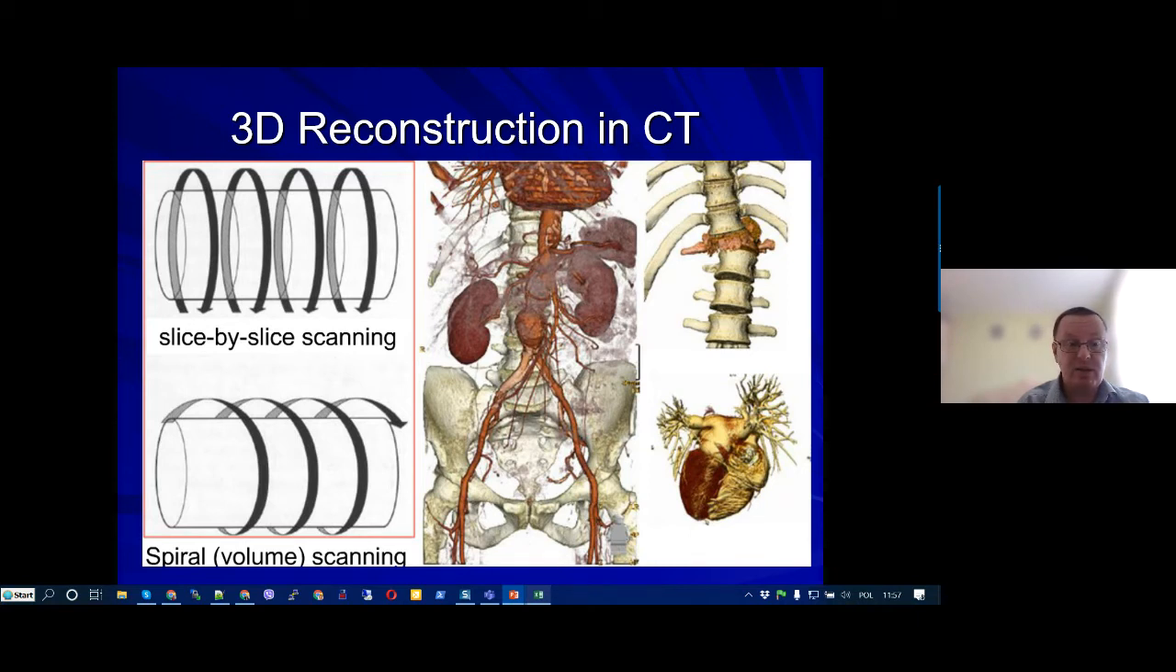as a result of reconstruction of volume spiral scanning, we have the ability to retrieve a mathematical model of three-dimensional objects and visualize it as pseudo three-dimensional structures. Why am I talking just about pseudo three-dimensional structures? Because we use a flat screen.